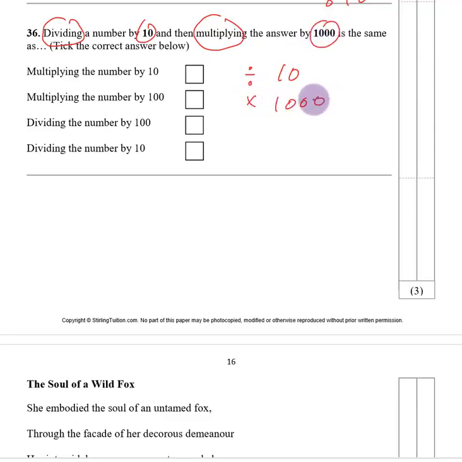1,000. Now, all we do is a divide cancels out a times. So what happens is I'm going to cancel out the divide by 10, which cancels out one of the multiply by 10s. And all you're left with is this here. And this is basically your answer. So when you've cancelled it out, see what you're left with, and that gives you the answer. So times by 100 is your answer. So multiply the number by 100.